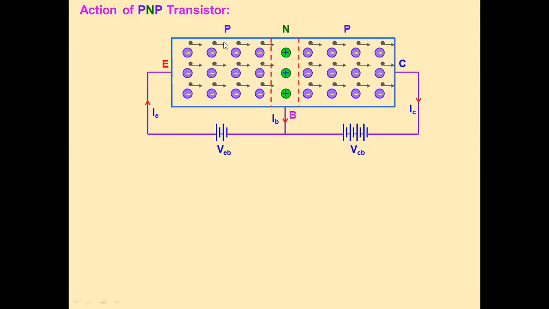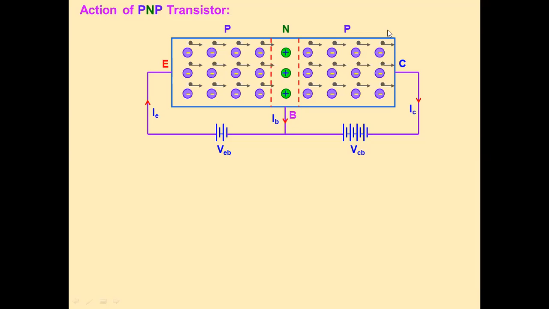A small amount of holes get recombined with the electrons in the N region, that is the base region. The remaining holes are transferred into the collector region, so it is known as the collector. So the direction of motion of holes is from emitter to base and base to collector.